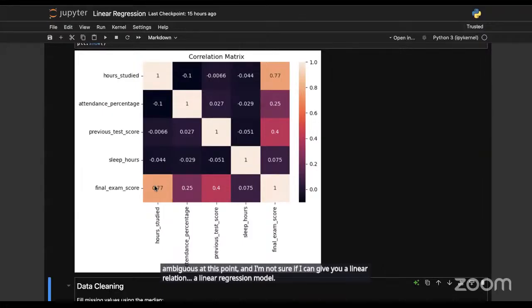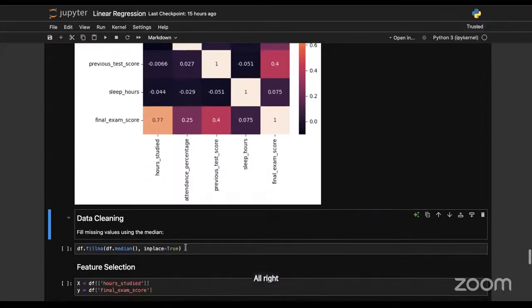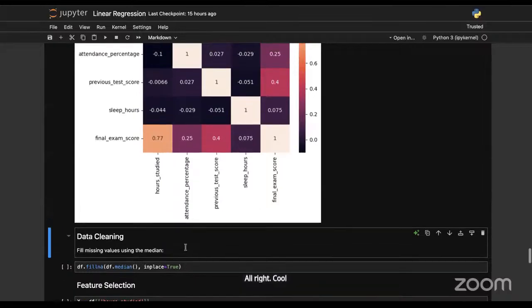Attendance percentage against final exam will now be positive weak linear relationship, I believe. Yes, it is a positively weak linear relationship. So the linear relationship is weak, and therefore I cannot draw up a linear regression model using the specific variable as an input variable for my output variable final exam score. All right. Cool.